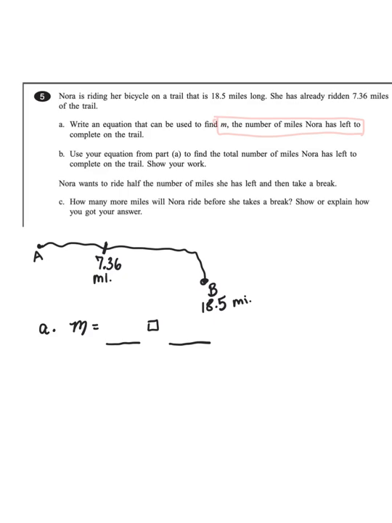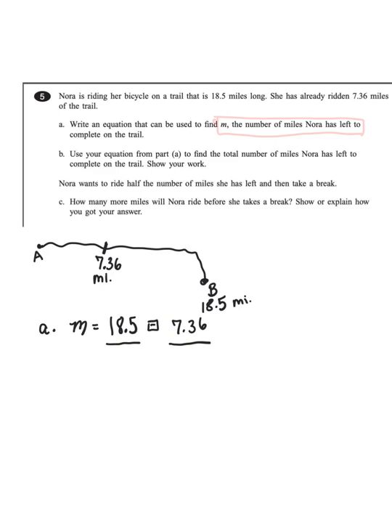Let's look back at the instructions. We're writing an equation that can be used to find M, the number of miles Nora has left to complete on the trail. So I'm going to take the total number of miles that she has to go, and I'm going to subtract. If I can erase my little box that I made here. Oh, it won't let me. Okay. I'm going to subtract 7 and 36/100 of a mile. And then my answer is going to be M, the miles she has left to complete.